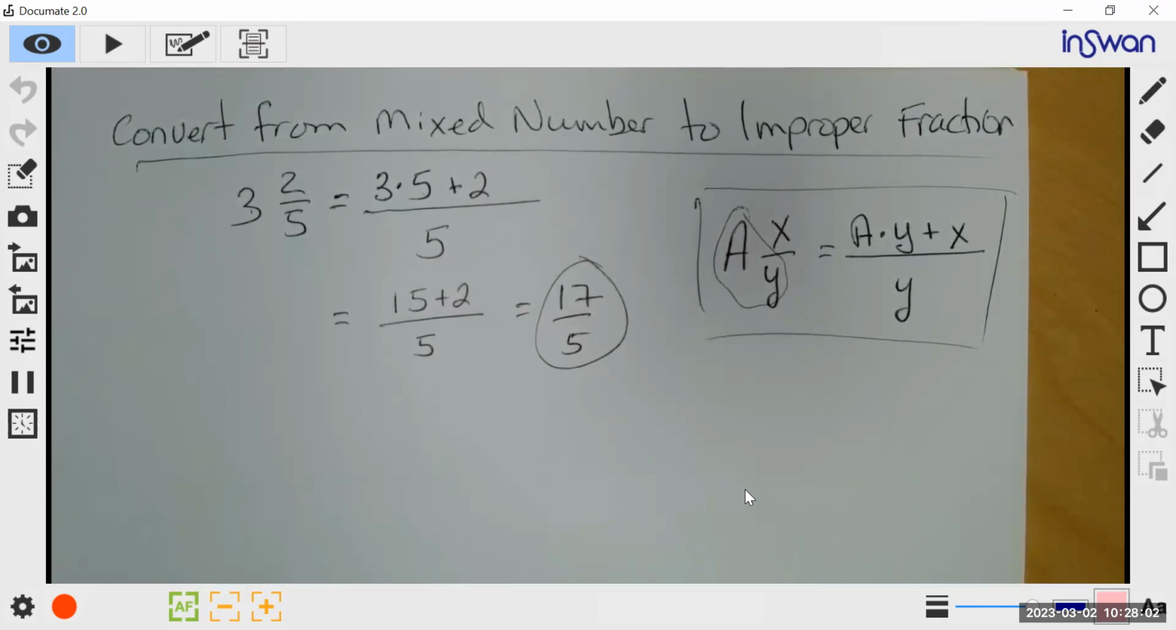Why would you want to convert a mixed number to an improper fraction?